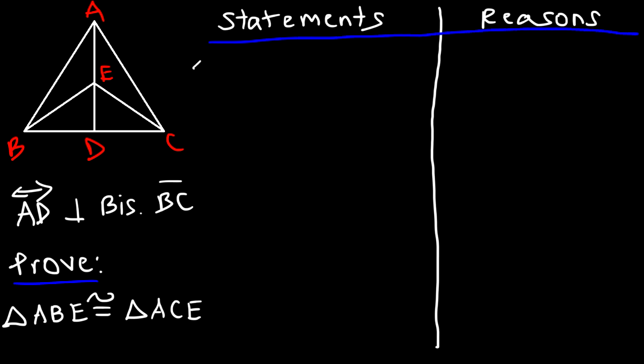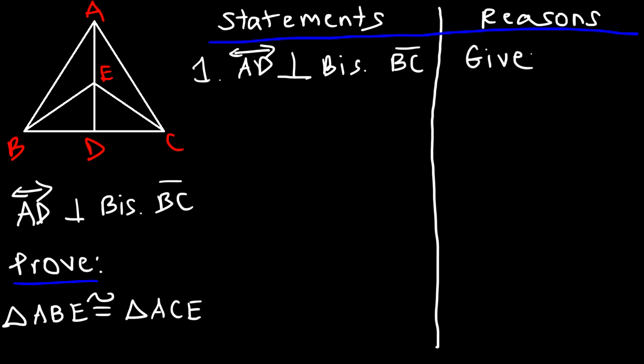So in this example, we're given that line AD is the perpendicular bisector of segment BC. And so that's given. Now what can we conclude from this? Now remember the definition, or the perpendicular bisector theorem, which states that if a point lies on the perpendicular bisector, that point is equidistant to the endpoints of the segment.